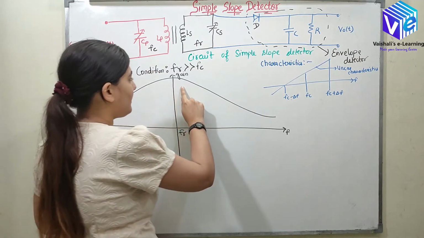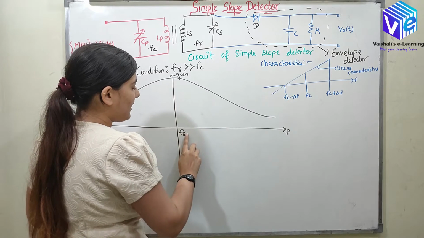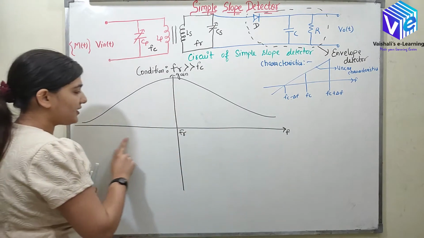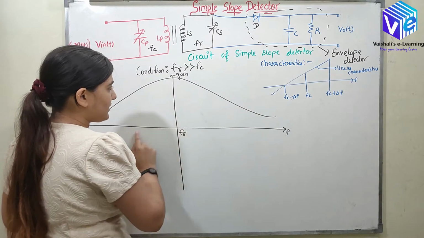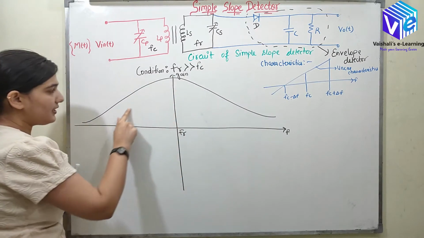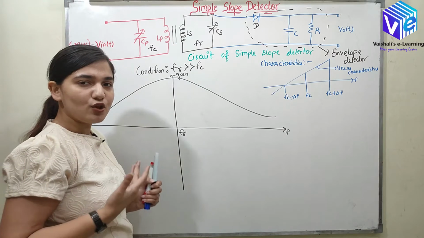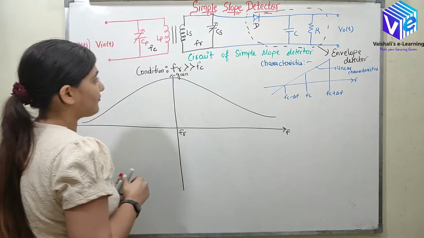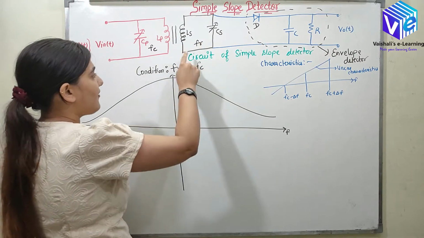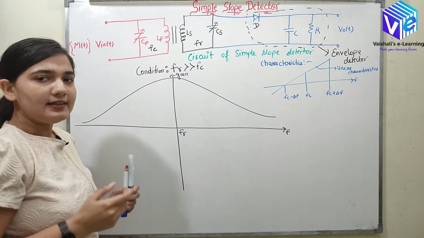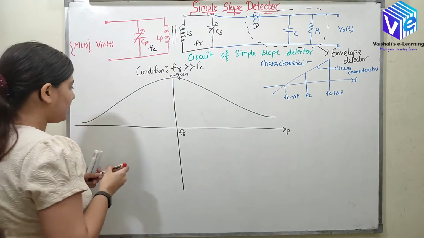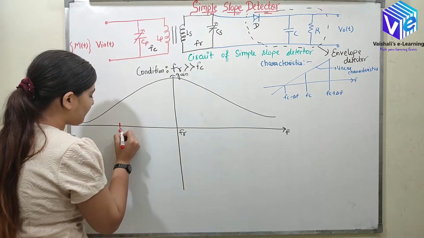Okay, so now here we'll see that if we go into this side or this side, the frequency will increase or decrease, and the gain will always decrease. So this is the characteristic of the gain versus frequency graph. Now here I have taken the condition that Fr is very high compared to Fc. So let's consider this is my Fc.